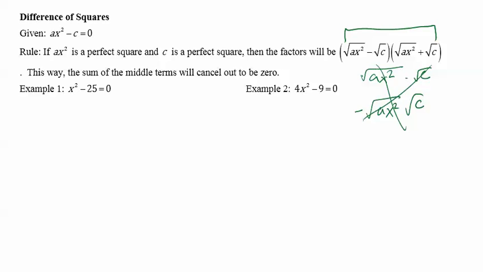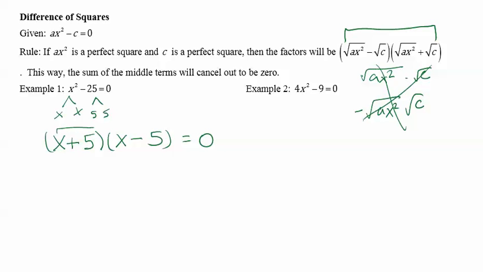Maybe all of that doesn't make sense to you, so let's look at some simple numbers. Let's take the square root of x squared. That's x and x. Now let's take the square root of 25. That's 5 and 5. I'm going to have two binomials, and so x and x will be factors, and 5 and 5 will be factors. But for the middle term to cancel out, one of the terms has to be negative and one has to be positive. So I have x plus 5 and x minus 5, and that should be equal to 0.